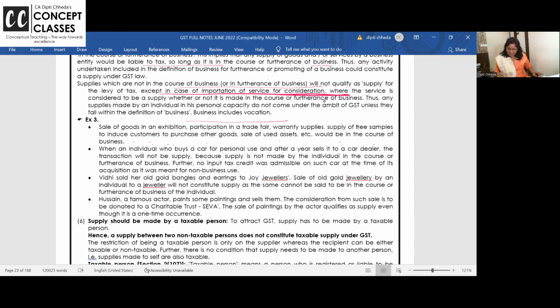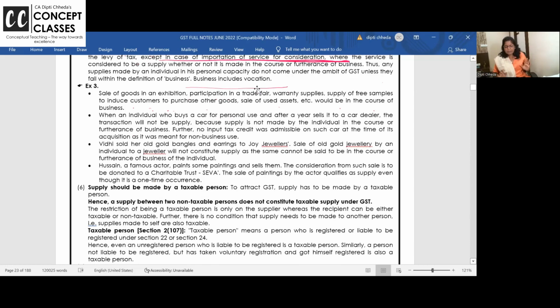Any supplies made by an individual in his personal capacity do not come under the ambit of GST unless they fall within the definition of business. Okay? Right. I think this will be enough.